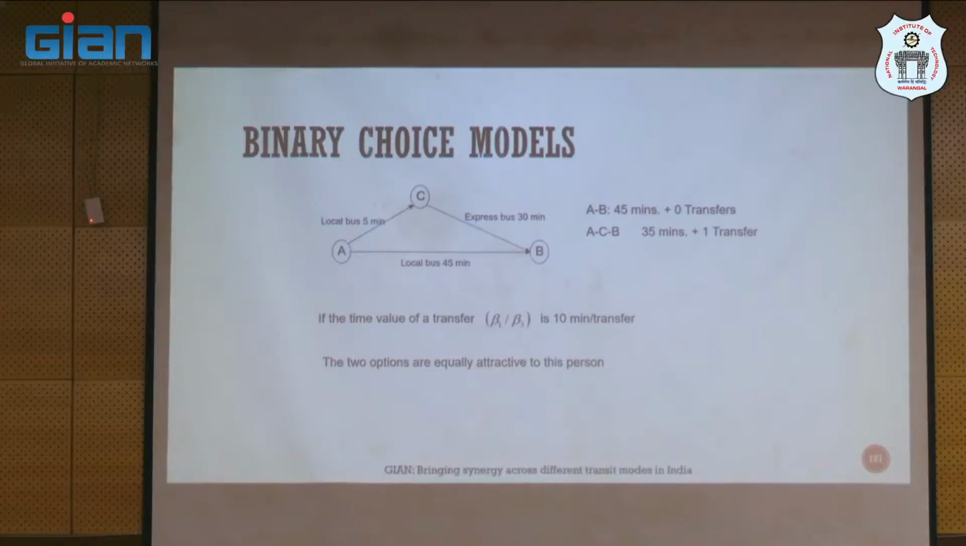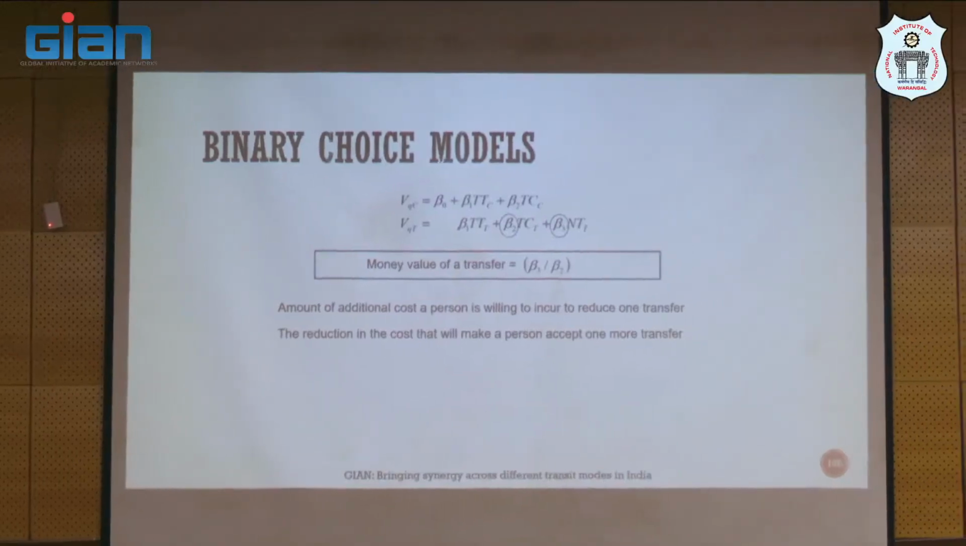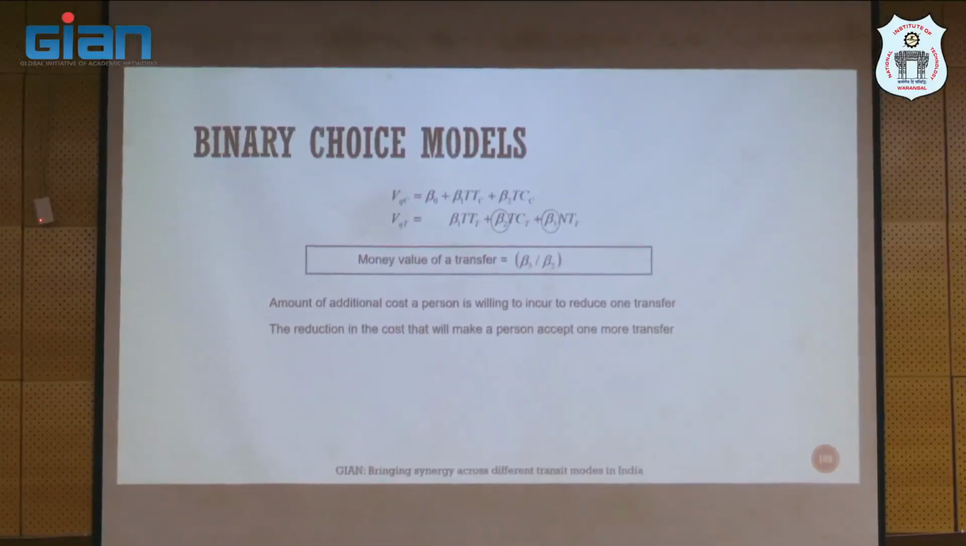Okay. So once you have a specification, you can do it with any coefficient, right? So you can do beta 1 over beta 3, beta 1 over beta 4, if there's something like that, you can come up with. And also you can get the money value of transfer, that would be beta 3 over beta 2. Okay, so how many dollars people are willing to pay, or how many rupees people are willing to pay, to avoid a transfer.